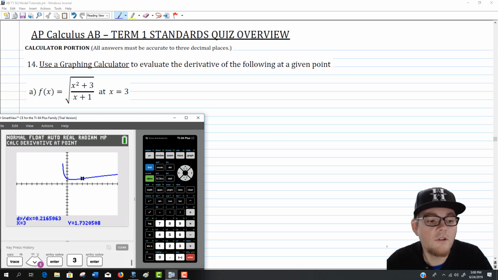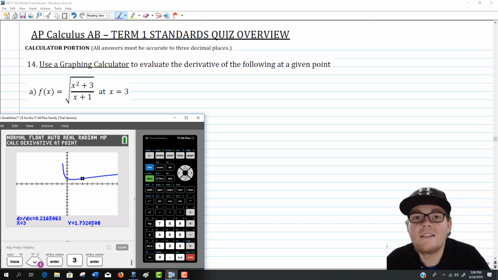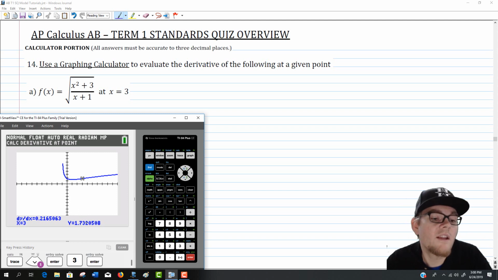And the calculator will return two things for us. First, be careful, this returns x equals 3 and y equals 1.7320508. That is not our derivative. That's just the y value. It's telling you what the height is of the curve at that point, the vertical distance from the x-axis. What we want is the actual dy/dx value.